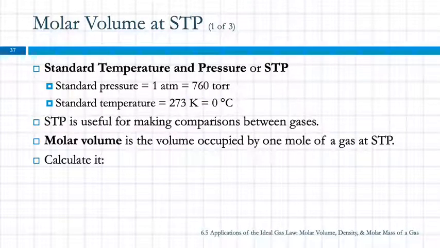So this section is molar volume at STP. STP is an abbreviation for standard temperature and pressure. Standard pressure is 1 atmosphere or 760 torr or 760 millimeters of mercury. That's like regular pressure, right? Normal atmospheric pressure. Easy to get. Just have your container open and it's 1 atmosphere. Standard temperature is 273 Kelvin or 0 Celsius.